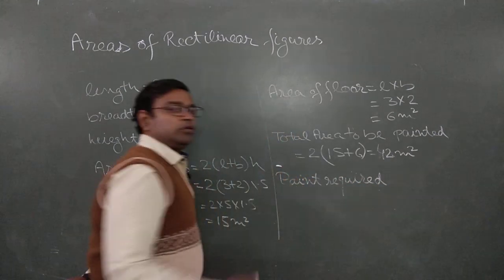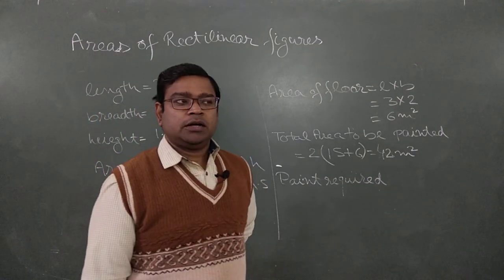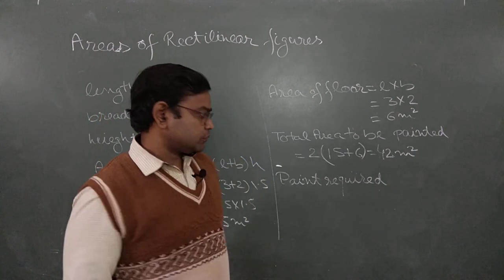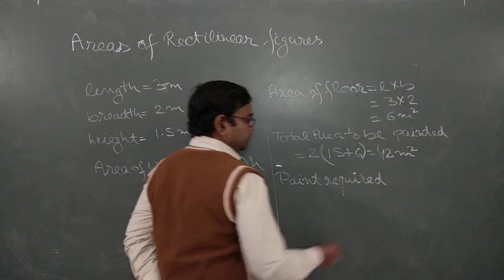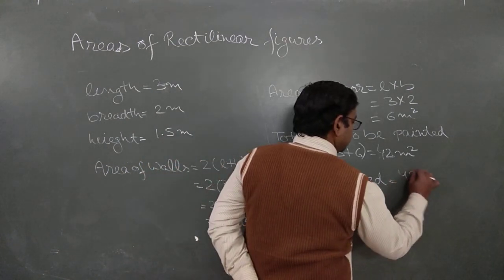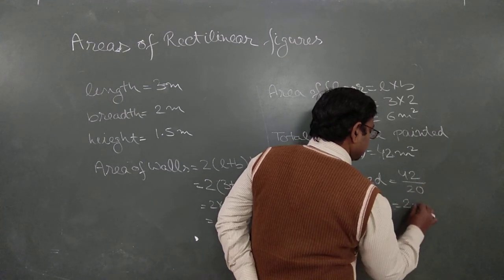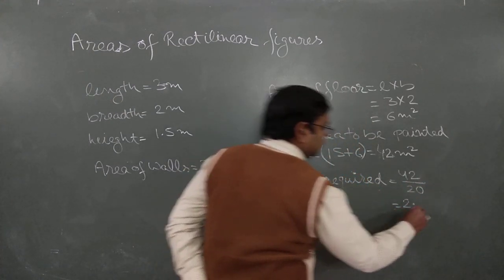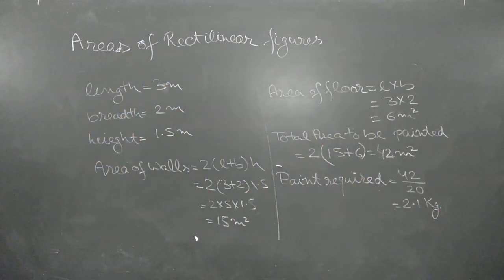I could leave it for you to give the answer in the comment part, but I think that it is difficult for you. So let me do it. Paint required equals 42 divided by 20. It's 2.1 kilograms. Now this is your answer.